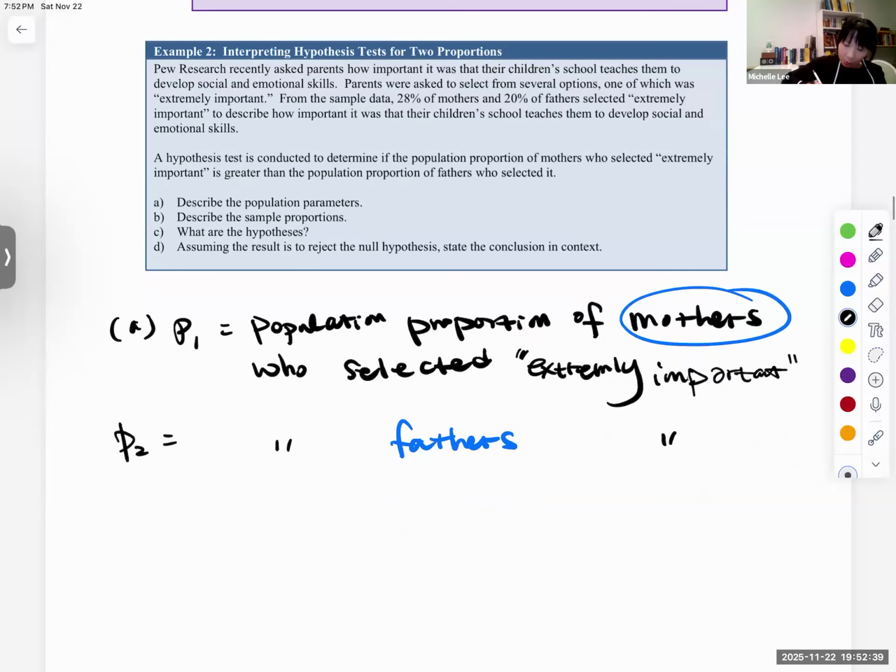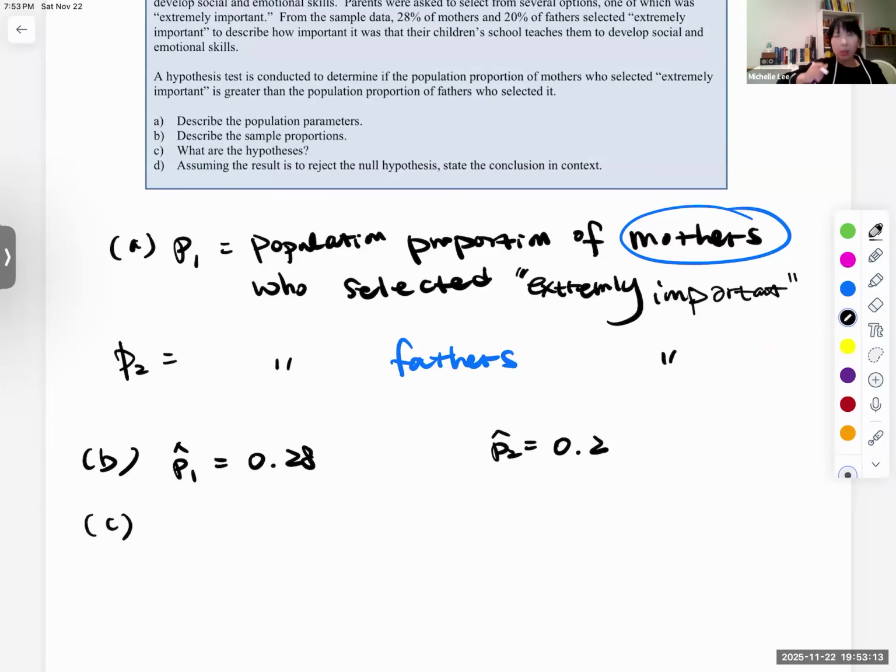Okay. Second part, describe the sample proportion. The sample proportions we had earlier from sample data: 28% of mothers, 20% of fathers. So p hat sub 1 is 0.28 and p hat sub 2 is 0.2 or 20%. That's fine too. Okay, C. What are the hypothesis tests?